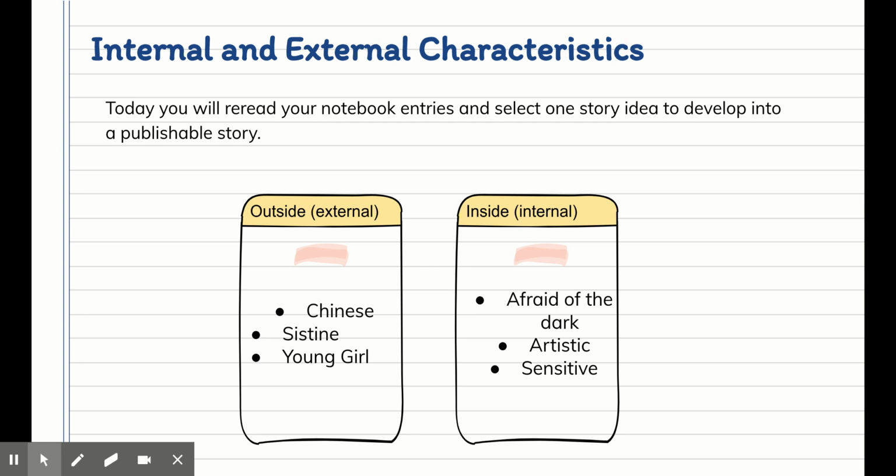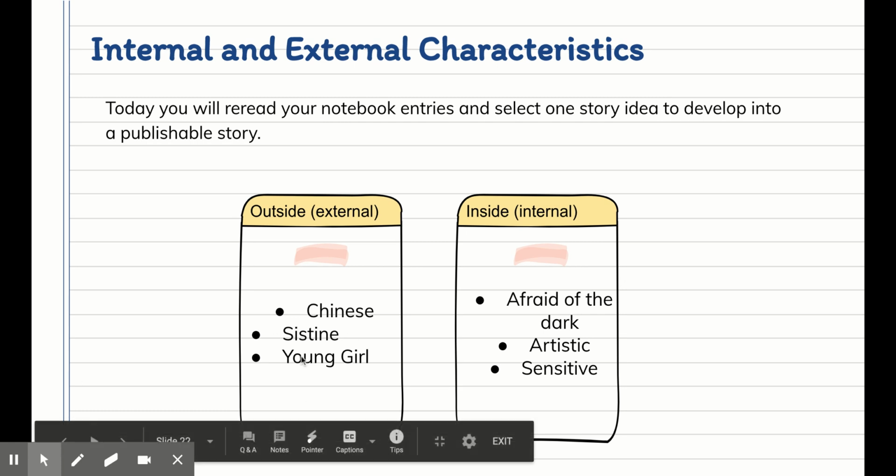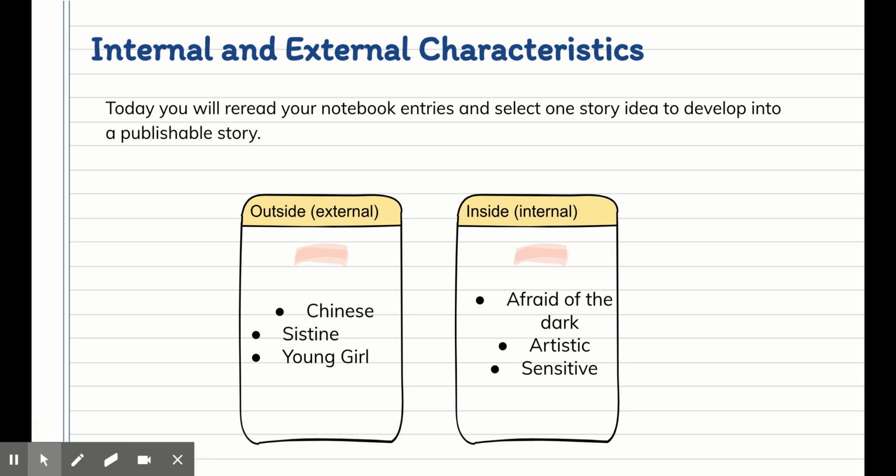So I already know some things about this girl. She is Chinese, so I added that to my list. I need to give her a name, so I thought Sistine was a pretty name, so I'm going to give her that name. I also know that she's afraid of the dark, so I listed that as well.